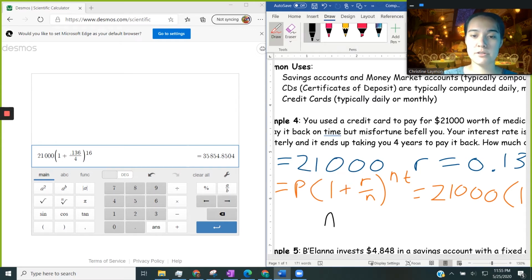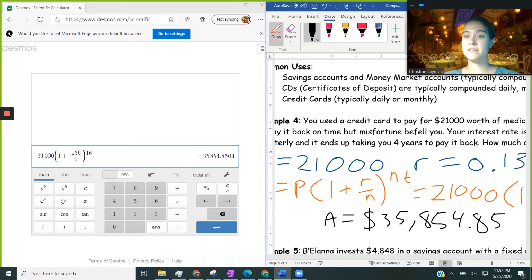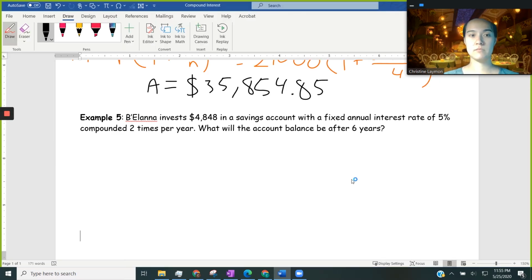Okay, so let's come back to here. Again, final amount was in dollars, $35,854.85. So again, you took out a $21,000 loan. After 4 years, you actually ended up paying $35,854. Let's take a look at another example.